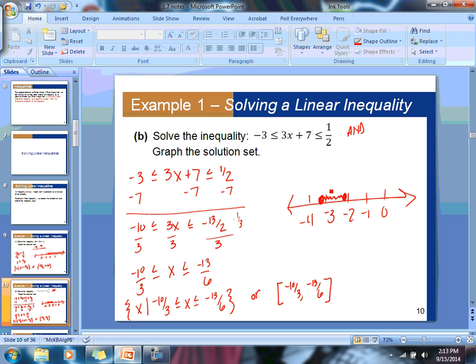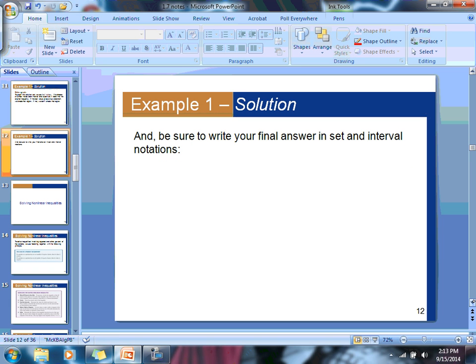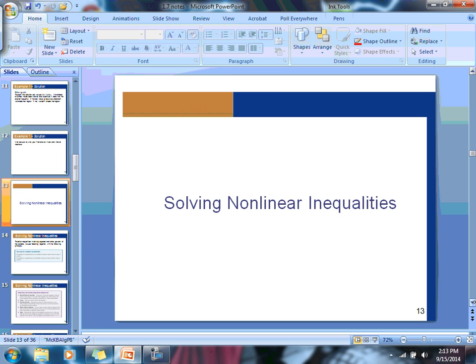So I can also figure out where to shade by testing a few points from my number line to see if they give me a true statement or not. And I want to shade where I get a true statement. And this is exactly what I just discussed about how you can make a graph using test values. And again, we want to make sure we're writing our answers in set and interval notations.